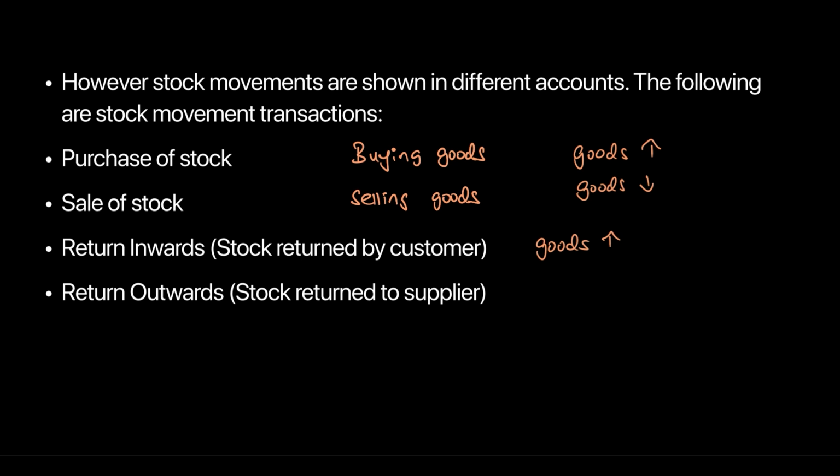And in the last case, we'll say return outwards, when the business returns goods to suppliers. So we purchased goods and now we're returning those goods back to our suppliers. So I can say in this case, my stock of goods is decreasing since I'm sending the goods back to my supplier. Okay, now our job is to record these entries for all the cases: purchases, sales, return inwards, and return outwards.